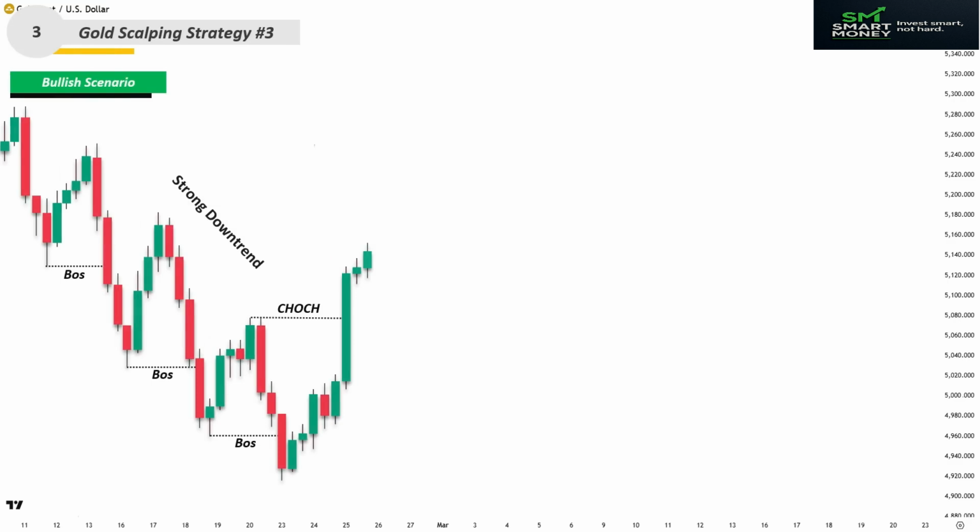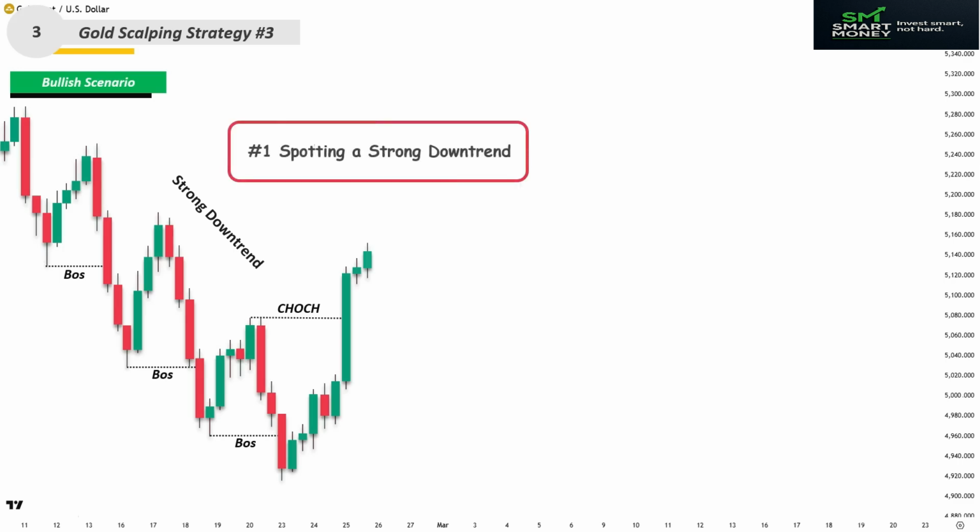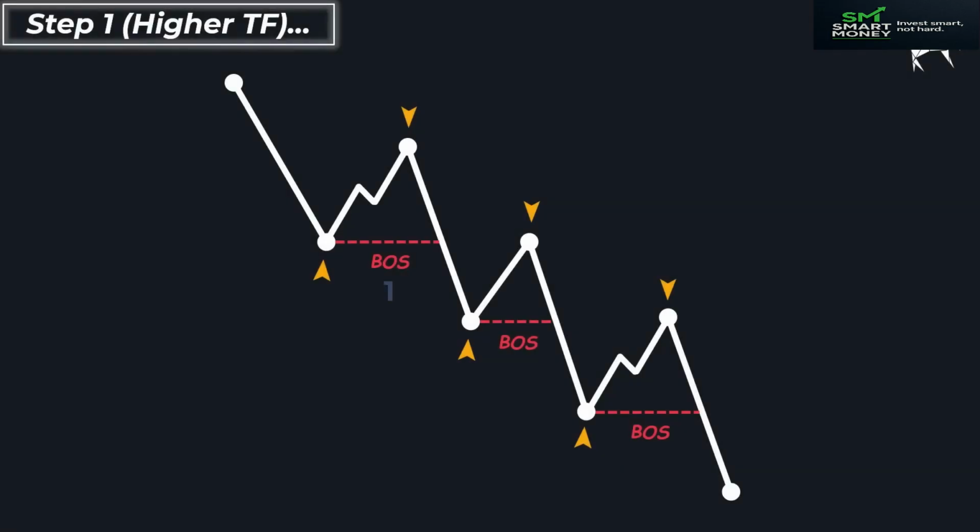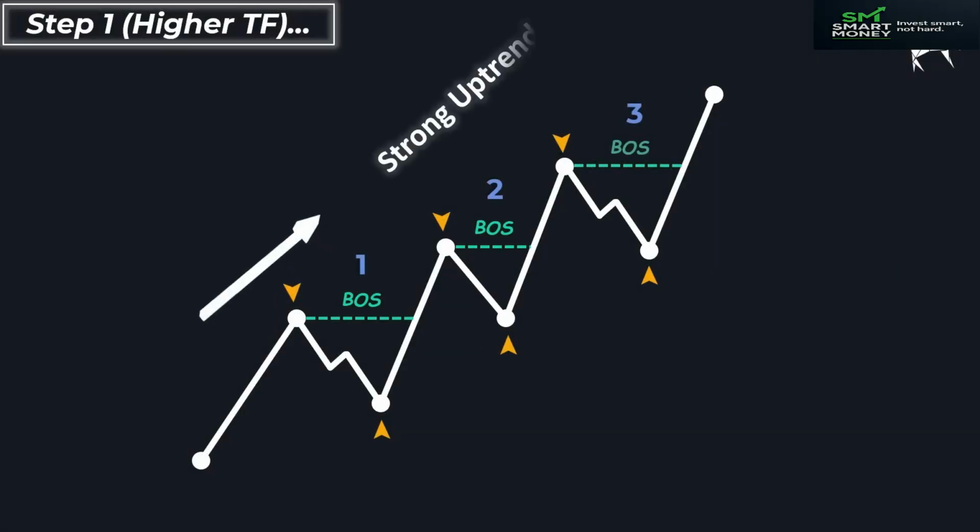The very first step is to analyze the higher time frame market structure and determine whether the price is currently in a strong uptrend or a strong downtrend. So, in a bullish scenario, the first thing you want to identify is a strong downtrend. To confirm a strong downtrend, price should form at least 3 consecutive bearish breaks of structure. On the other hand, to confirm a strong uptrend, price needs to form 3 consecutive bullish breaks of structure.